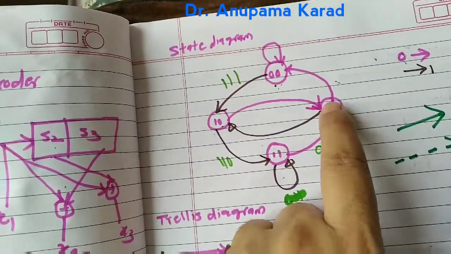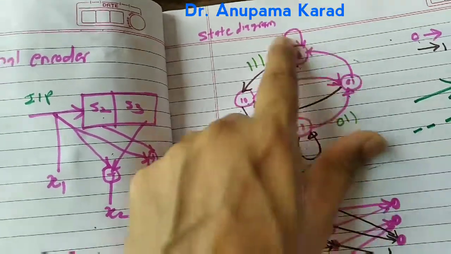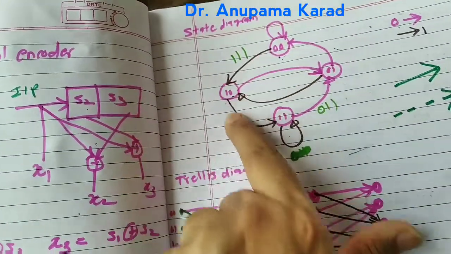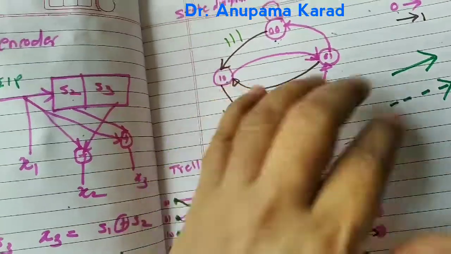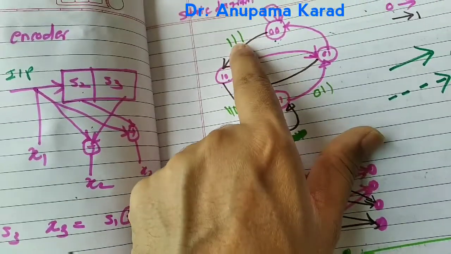0 1, input is 1, next state is 1 0. Like that you can draw this state diagram. And one thing, I have not written all the outputs. On each branch you have to write the output.